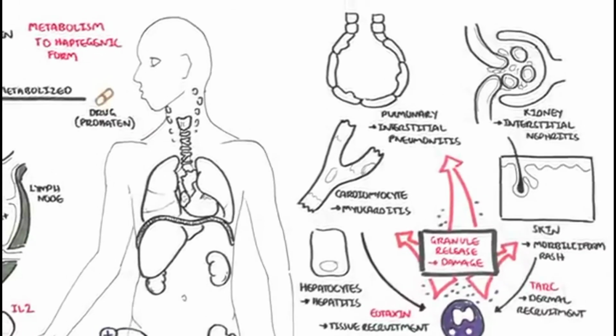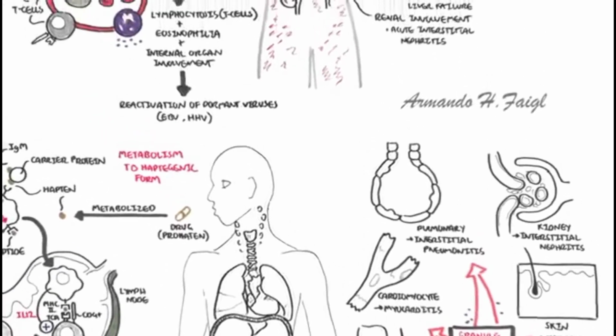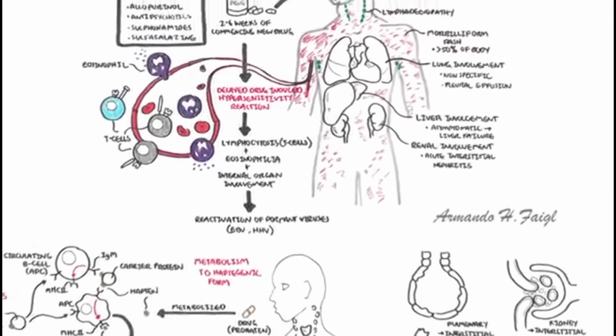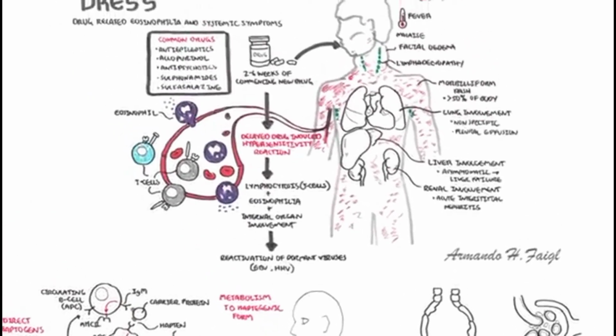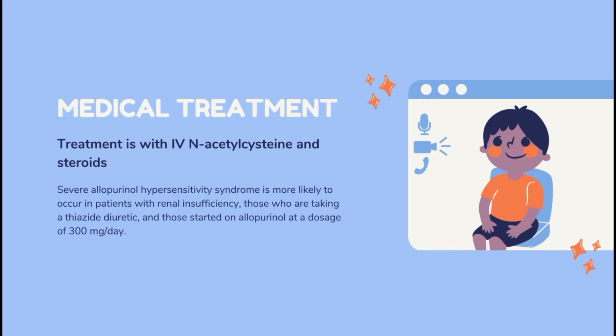So in summary, DRESS is a delayed hypersensitivity reaction to a drug that was commenced 2 to 6 weeks prior to symptomatology. Treatment involves steroids. The treatment of this is drug discontinuation, supportive treatment, for example with antihistamines, and sometimes desensitization. Medical treatment: treatment is with IV N-acetylcysteine and steroids.